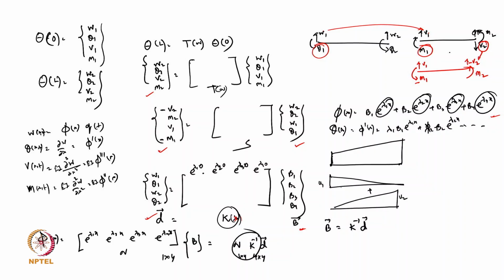Now if you try to express phi of x, it will be e to the power of lambda 1 x, e to the power of lambda 2 x, e to the power of lambda 3 x, e to the power of lambda 4 x, into b. Now instead of b, if you substitute k inverse of d, you get N into k inverse. That will give you the shape functions. Once you get the shape function of a particular element, it is exactly a similar process to the finite element that we can do.